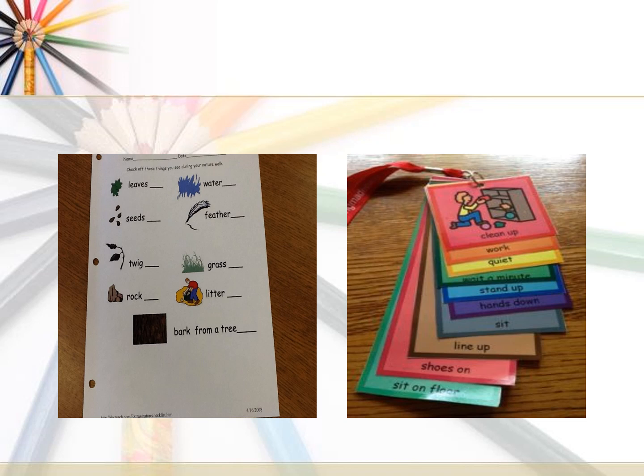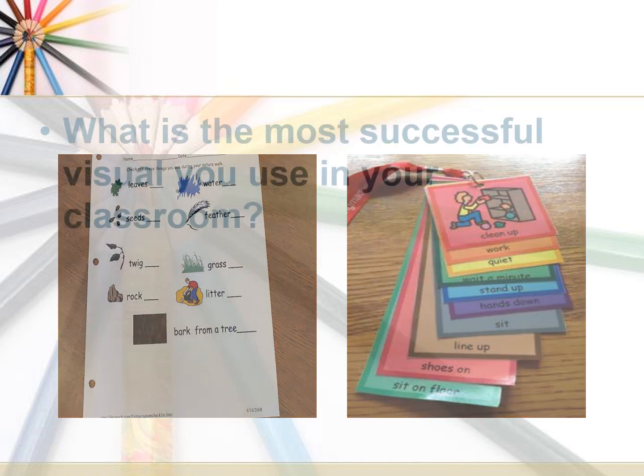It doesn't say stop playing. We don't want a card that says don't run. We want a card that says walking feet, because it's teaching me what to do. The visual should teach me what to do. Our card shouldn't say no hitting. It should say hands to ourselves. And again, it should have a picture of the child putting hands to themselves.